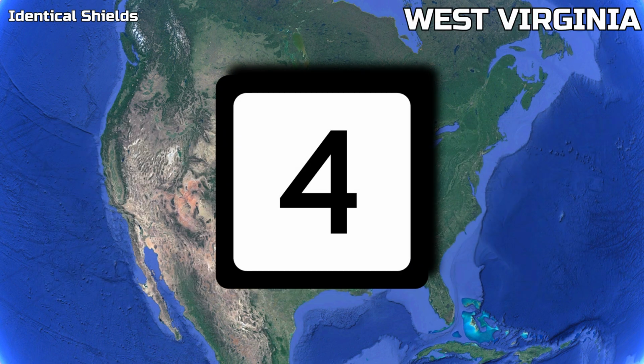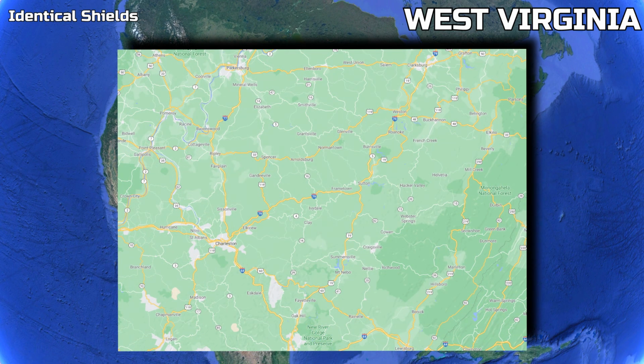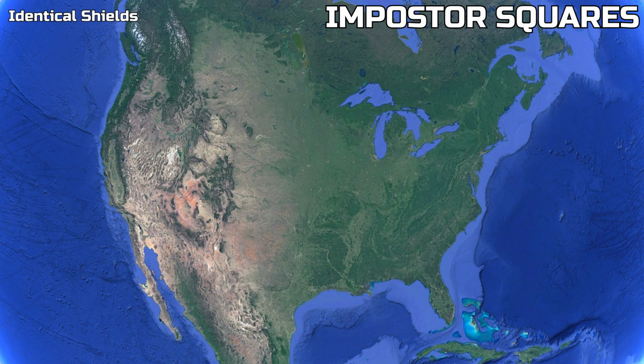West Virginia also has a white square shield, but it's distinct from the New England trio because of its thick border. Another important note is that almost all state highways here show up as white roads on Google Maps instead of yellow. There are also some states that use plain square shields on interstate highways when in reality they have more complex designs.